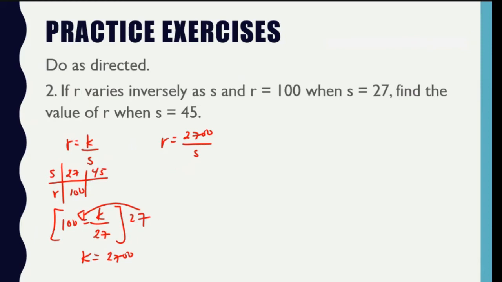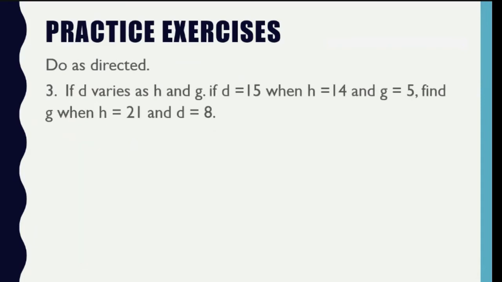Now I will solve for r when s is 45. So I will just substitute r is equal to 2,700 divided by 45. 2,700 divided by 45 will lead you to 60. So r is equal to 60.